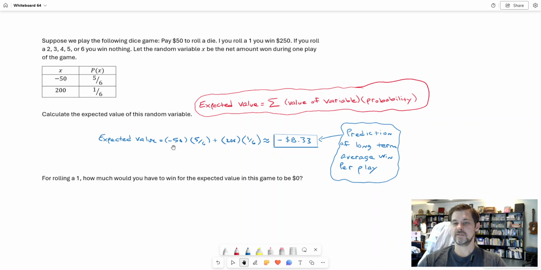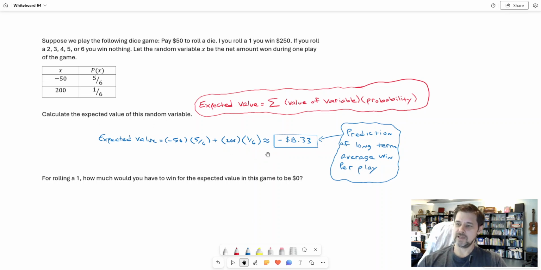So the first value is negative 50 times the probability of that happening, 5/6, plus, remember that symbol, the summation symbol means add results together, 200, the next value the random variable can take, times 1/6. Calculating that, I'll get 8.33 if I round to the nearest penny in this case, since our number is money. And it's negative in addition to that. So negative $8.33.